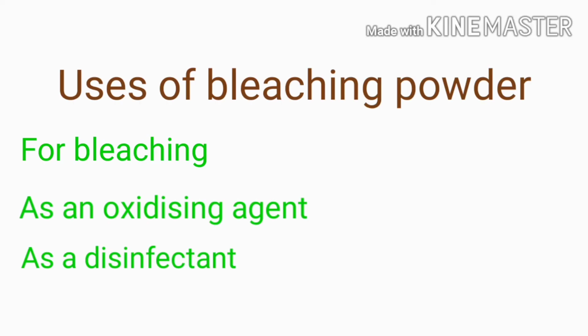Next, we will discuss some uses of bleaching powder. It is used for bleaching cotton and linen in the textile industry, for bleaching wood pulp in paper factories, and for bleaching washed clothes in laundry. It is used as an oxidizing agent in many chemical industries, and it is used for disinfecting drinking water to make it free of germs. So, these are some important uses of bleaching powder.